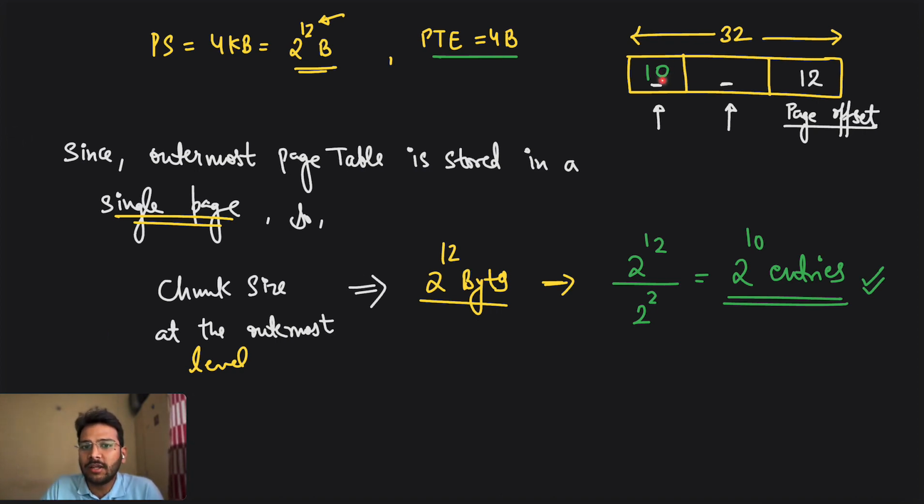So if 10 bits are there for the outermost page table, definitely 10 plus 12, that is 22, and 32 minus 22, again, this is also going to be 10. So can I say this is going to be my virtual address split? Is this clear? If you have any doubt, you can ask. Okay, so this is the scenario. This is the virtual address split now.